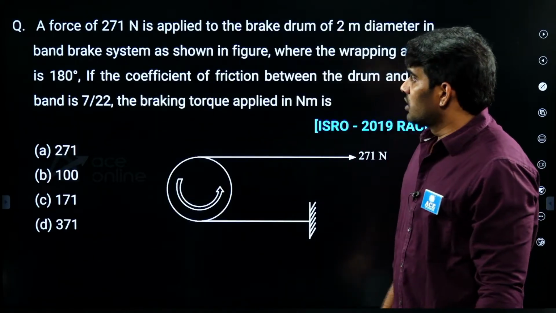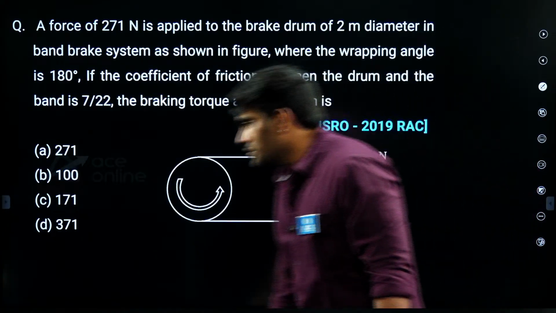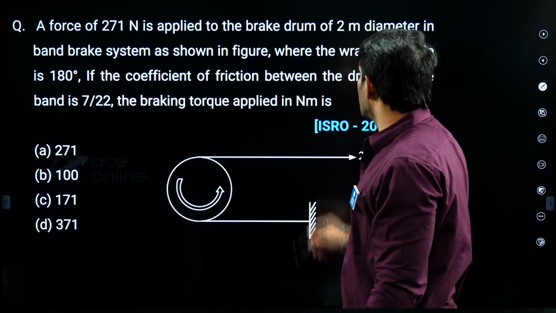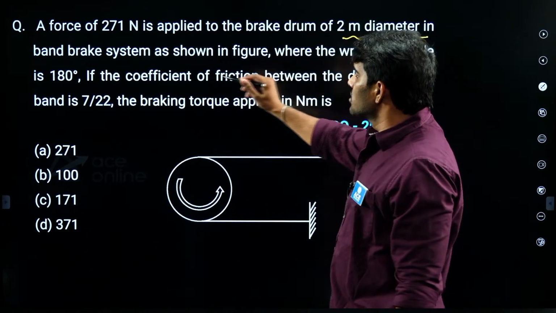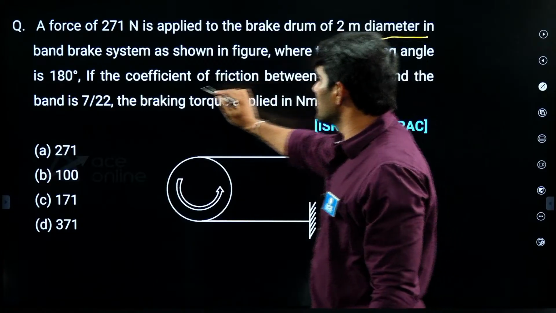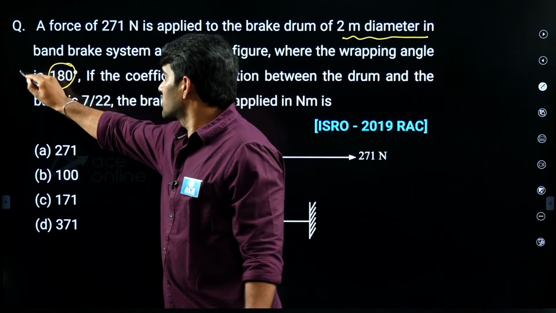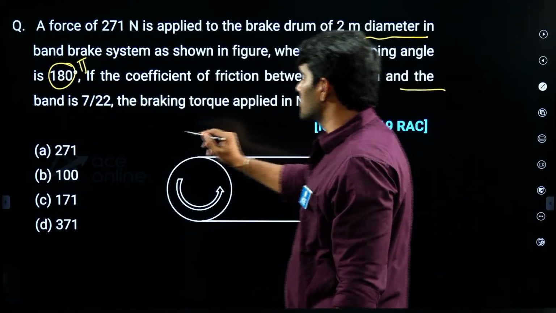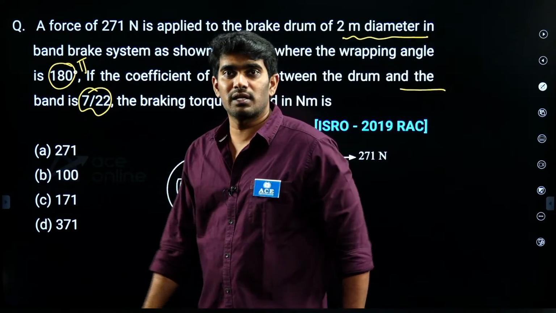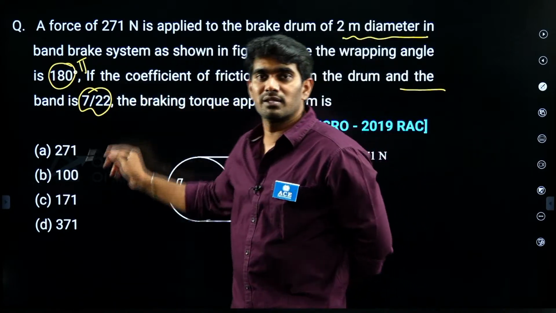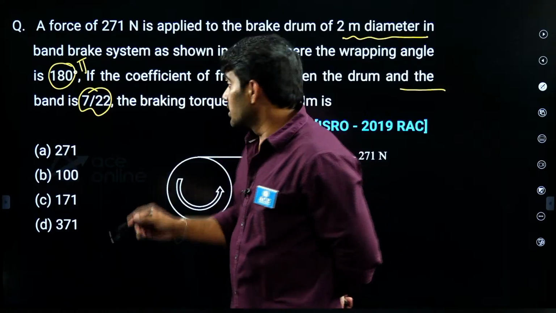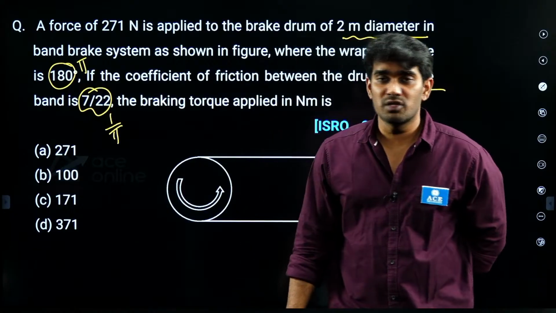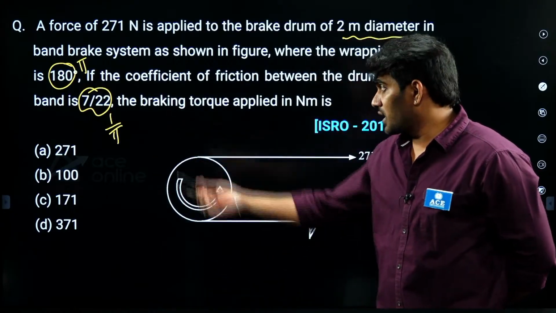Okay. Now here, there is one more question. Let's not waste time. A force of 271 newtons is applied to a brake drum of 2 meter diameter. So here he says that the wrap angle is 180 degrees, which means pi radians here. So it is given as pi radians. The coefficient of friction between the drum and the band. See here how smart he is. He has given the coefficient of friction as 7 by 22. What is 22 by 7? It is pi. So here it is given as 1 divided by pi. The value of coefficient of friction is 1 divided by pi, direct one.